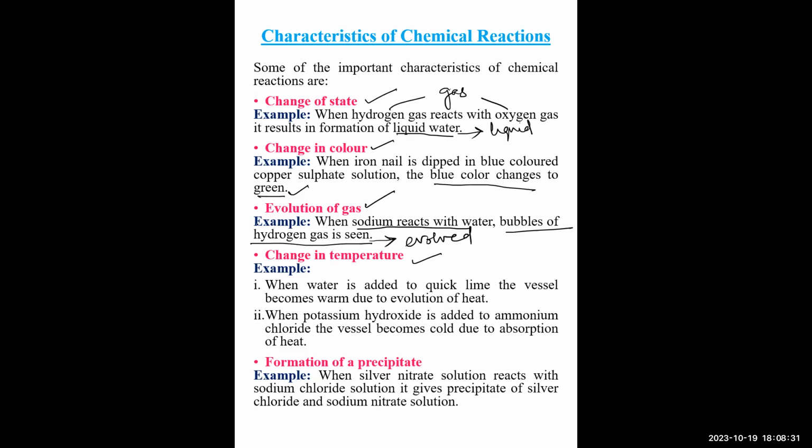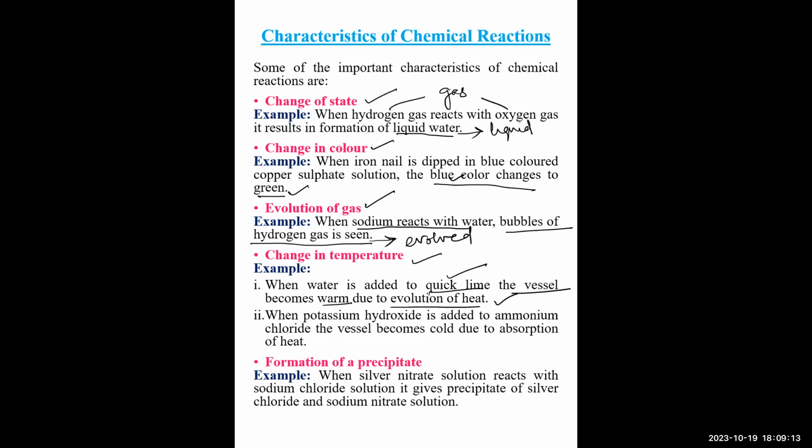So see, change in temperature. When water is added to quicklime, the vessel becomes warm due to the evolution of heat. If you add water to quicklime, what happens? The vessel in which the quicklime is present is going to become hot. Why is it going to become hot? Because heat is being generated over there. Whenever water is mixed with quicklime, that chemical reaction will generate heat. Because of that heat, the temperature of the vessel increases.